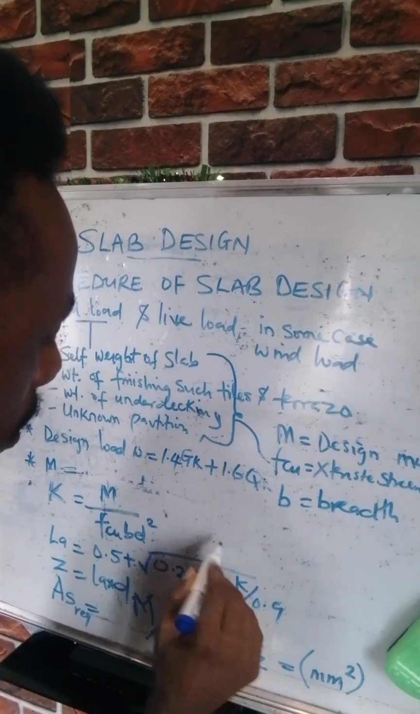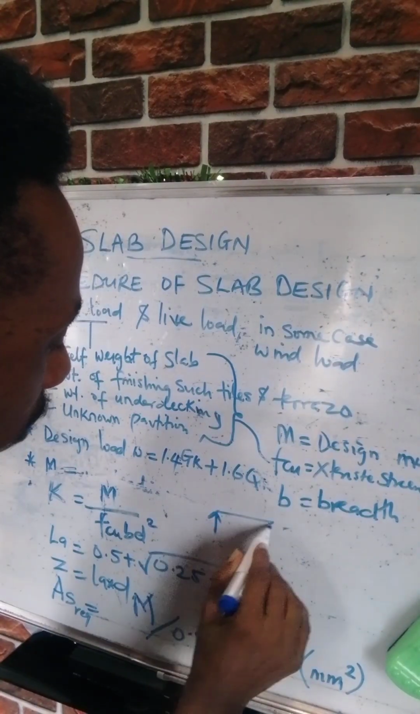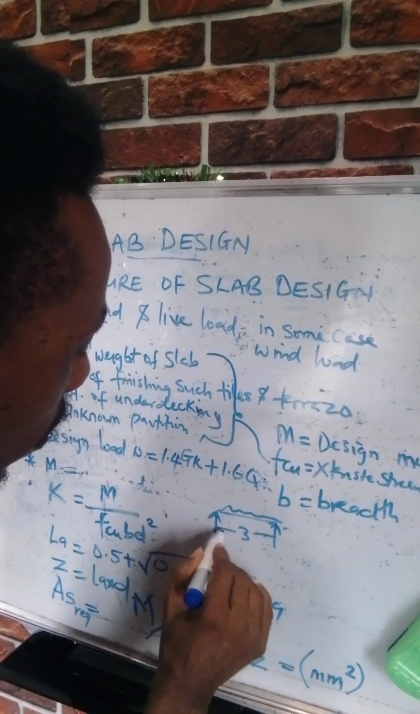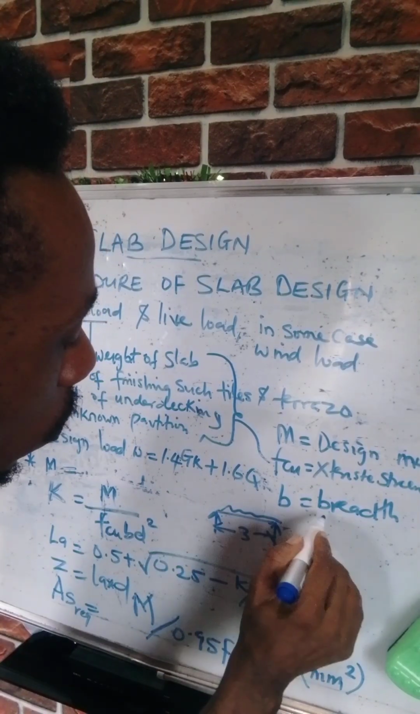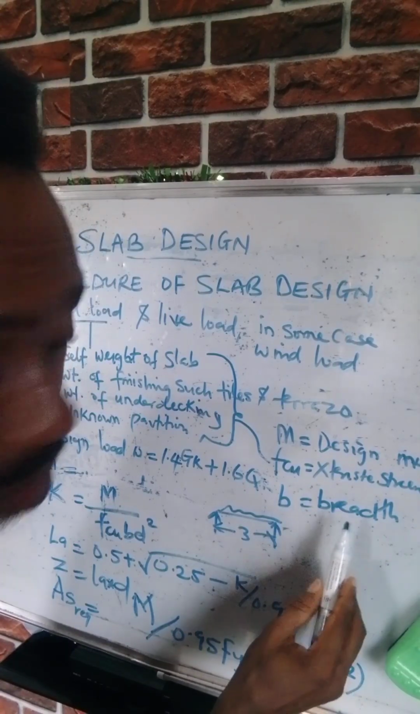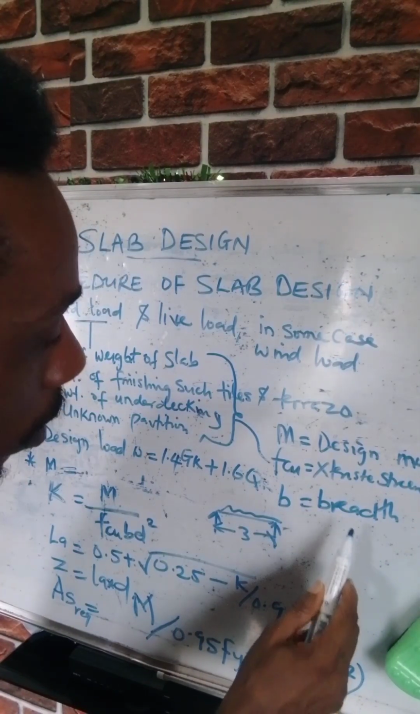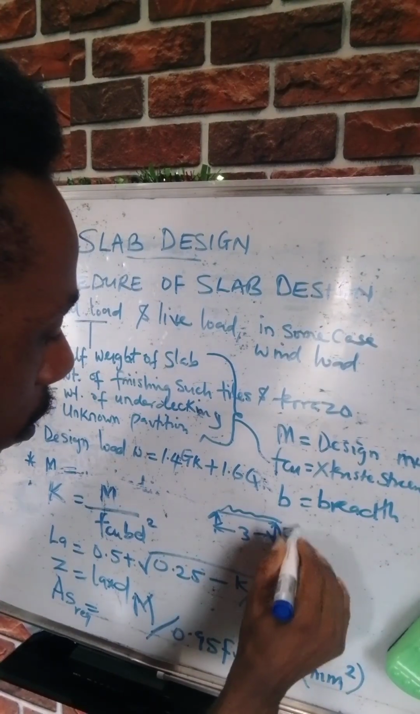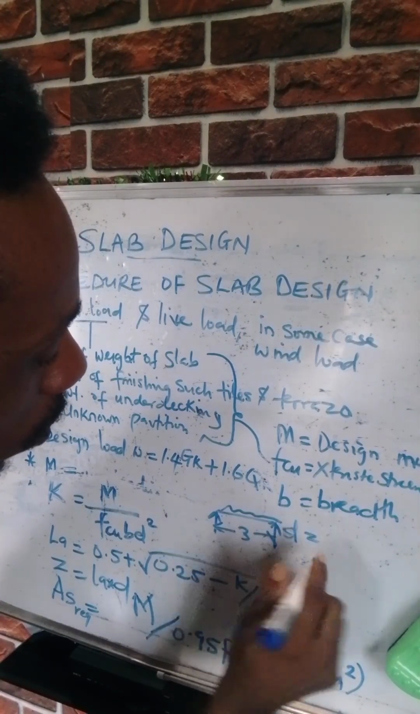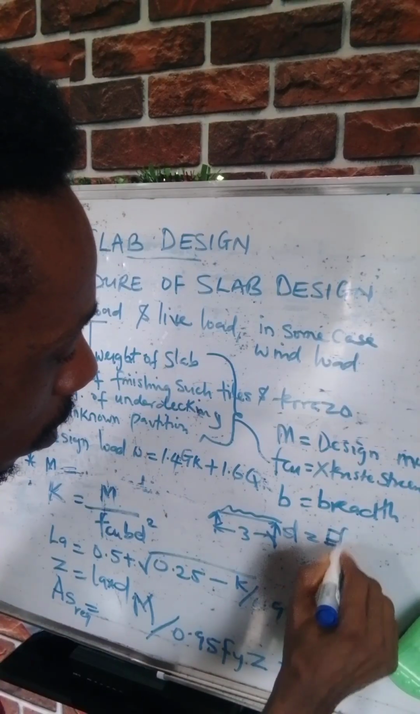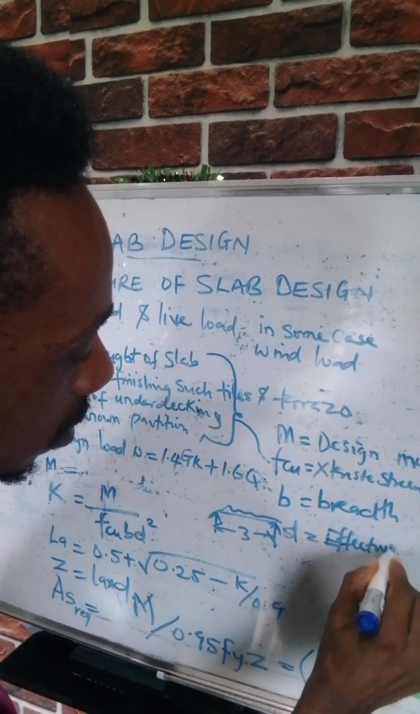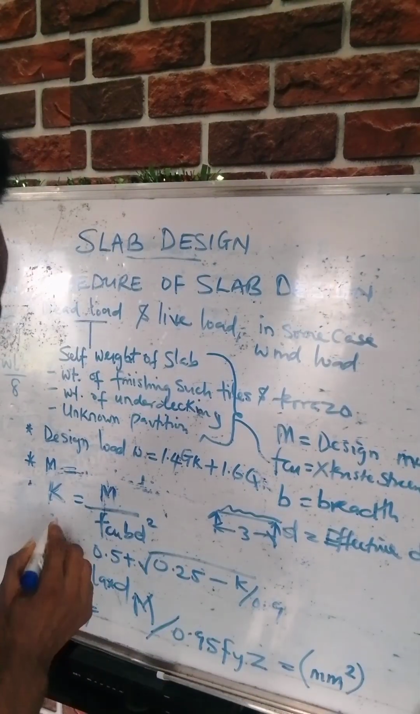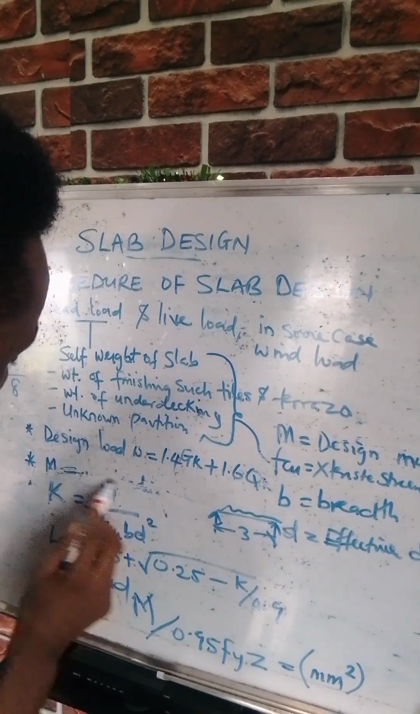For example, you have this now as your slab. If this is 3 meters at the short span, this becomes 3000 millimeters. Then your D is equal to the effective depth. Okay, that is effective depth. So that is for the K value. So you have to calculate your K value.